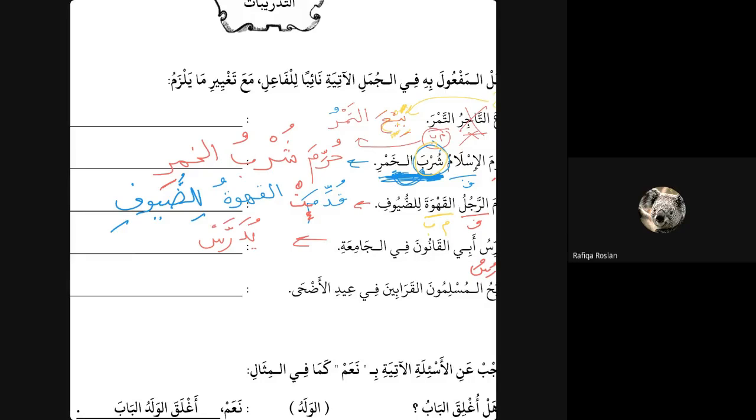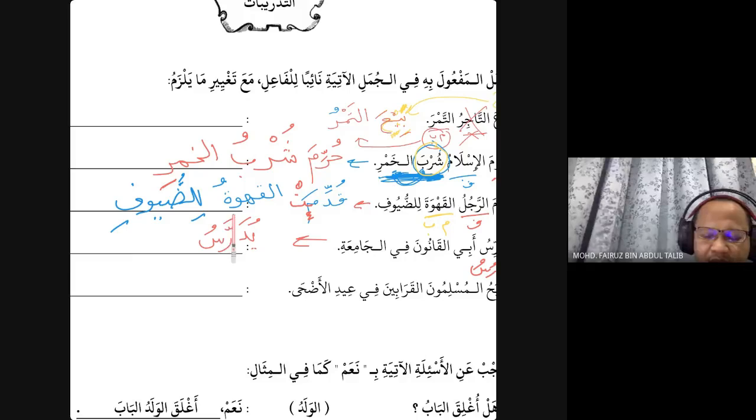Yudarrasu. Yes, correct. Remember, this is now fi'il mudari. For fi'il mudari, you need to have dhamma, and then the second last letter is with a fatha. So you say yudarrasu. Remove the fa'il. We don't want the fa'il, and we put the maf'ulun bih.